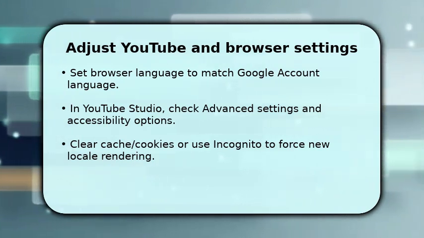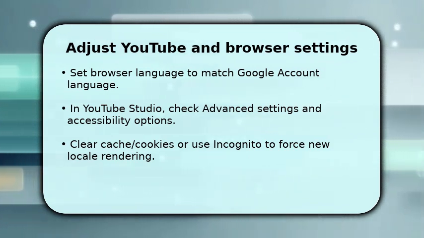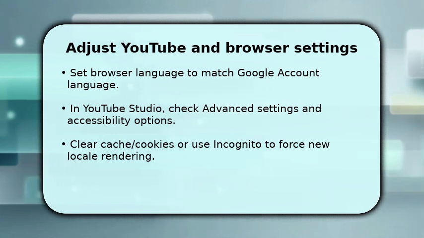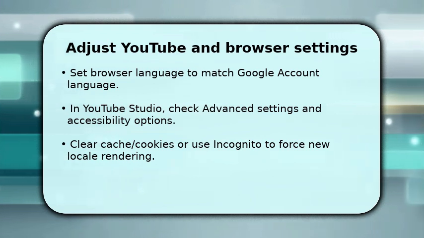In YouTube Studio, go to Settings, right arrow Channel, right arrow Advanced Settings, and look for display or accessibility options that affect formatting. Toggle any related options. If you don't see changes, clear the browser cache and cookies or open an incognito window, then reload YouTube. This forces YouTube to re-render pages.